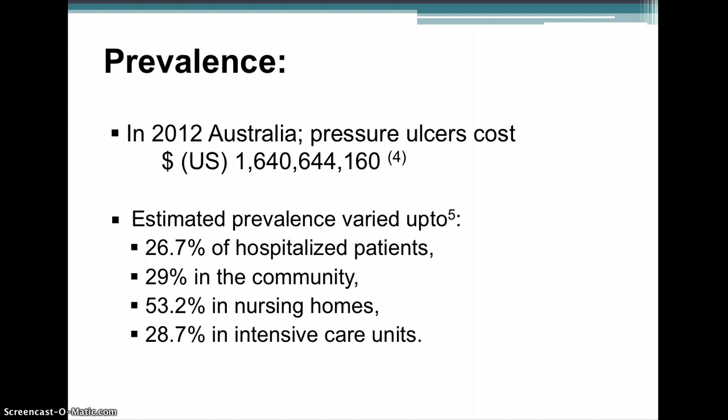And the same journal published a literature review this year on the astounding prevalence of pressure ulcers. They reviewed 38 studies from 11 countries and reported that pressure ulcers occurred in up to 26.7% of hospitalized patients, up to 29% of people living in the community, more than 53% of nursing home residents, and nearly 29% of intensive care unit patients.